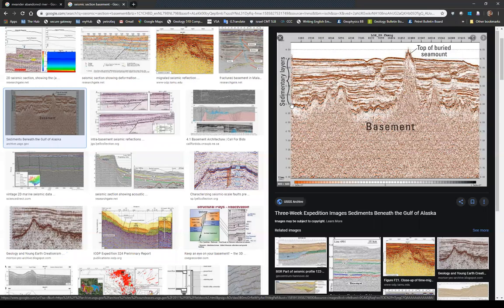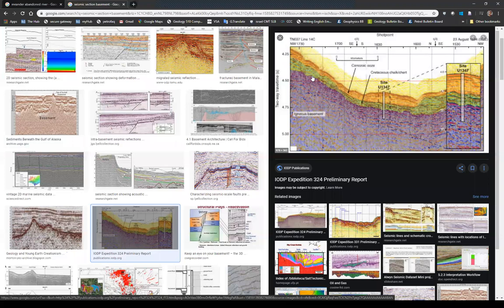Let's call it, just to simplify things, 6 kilometers. And in some places, the basement is much deeper or much, much shallower. For example, in this place, this is the basement, and the basement is around 4 kilometers. So I worked in an area where you have a penetration of 6 or 7 seconds.